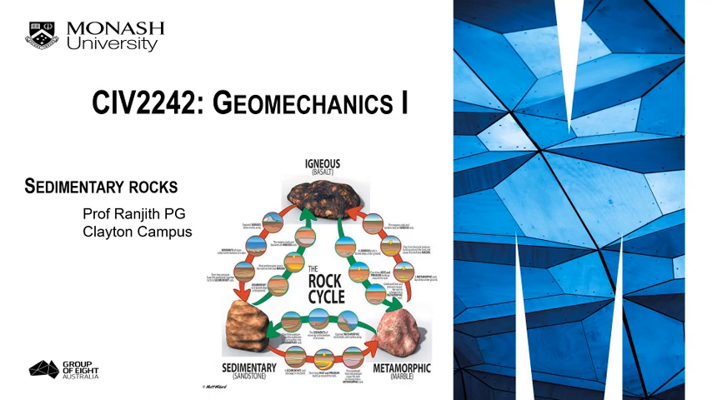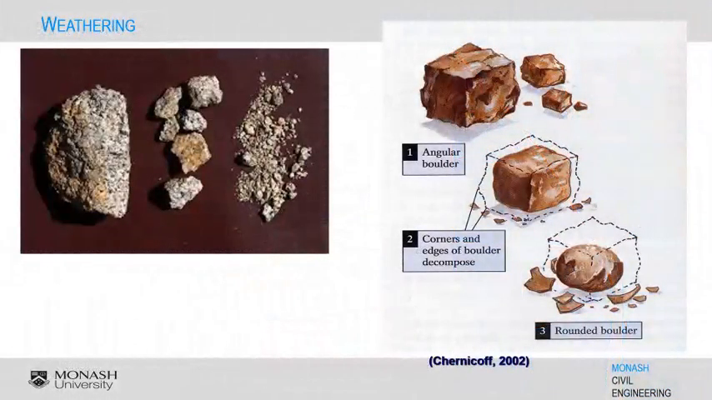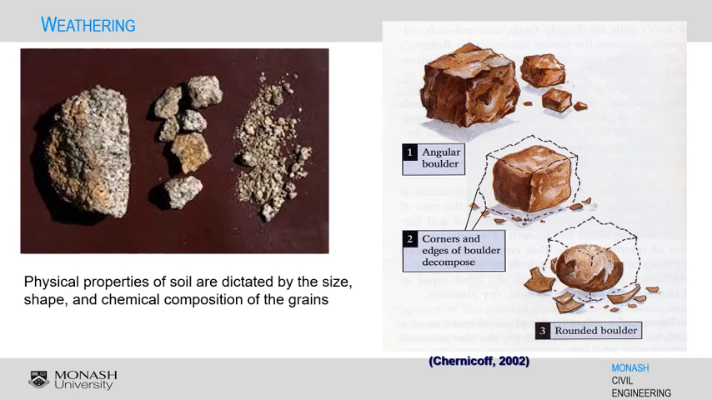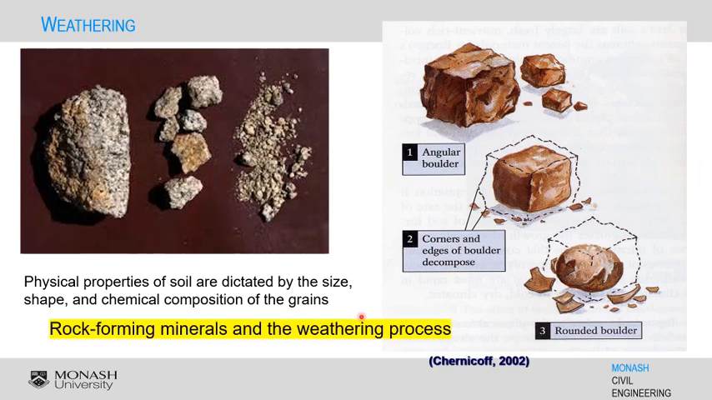I would like to start this video introducing the rock cycle and the origin of the soil. The mineral grains that form the soil are the product of rock weathering. Many of the physical properties of soil are dictated by the size, shape, and chemical composition of the grains. To better understand these factors, we must be familiar with the basic types of rock that form the Earth's crust, the rock-forming minerals, and weathering processes.